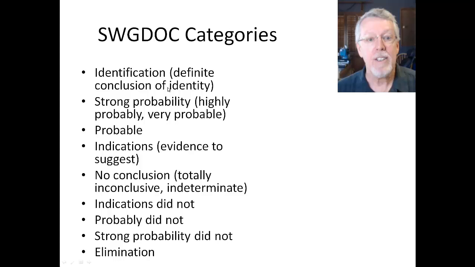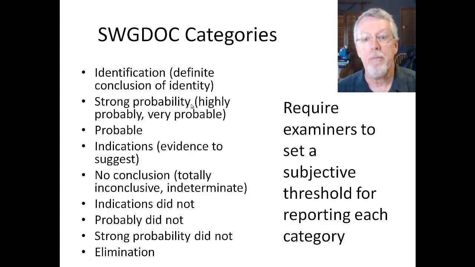The important thing to realize about this kind of categorical reporting is that it requires examiners to set a threshold for reporting each category. The examiners are basing these conclusions on an assessment of probability. How likely is it that they would observe what they observe in the comparisons if the items had the same source or a different source? And they have to decide whether the relative probability of the observed results are high enough with the same source relative to different source to justify reporting something like identification or strong probability. This requires the examiners to set a threshold.